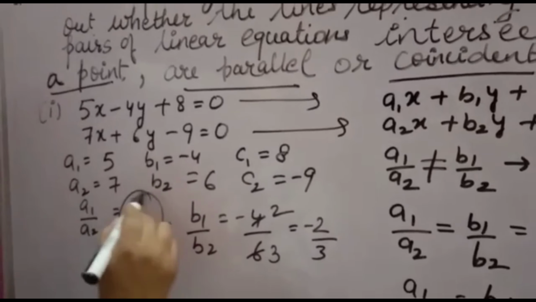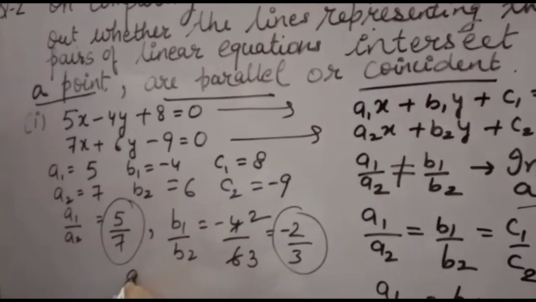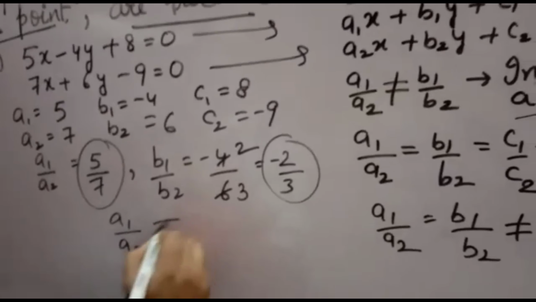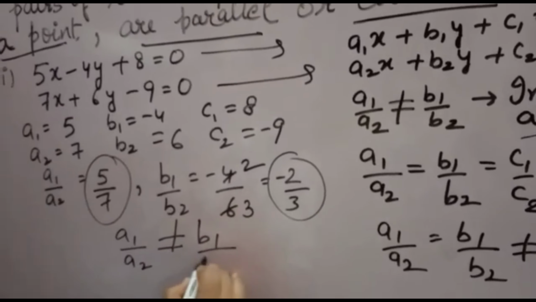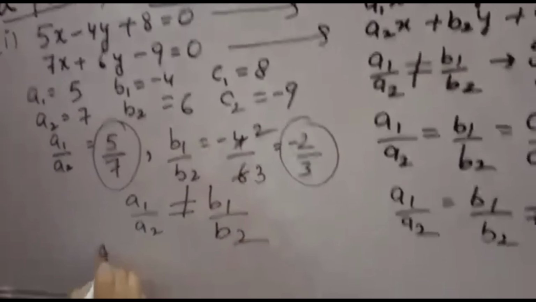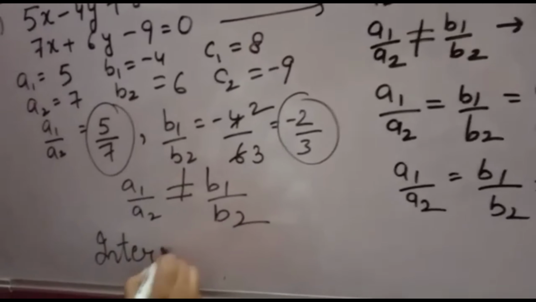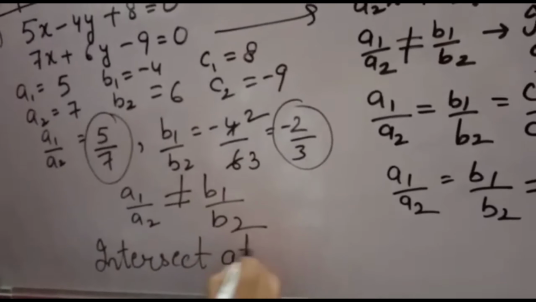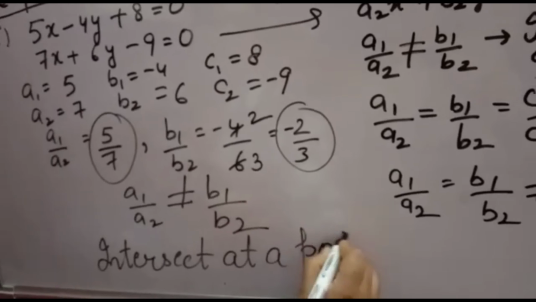Now 5 by 7 and minus 2 by 3 is not equal. So you will write a1 over a2 is not equal to b1 over b2. Therefore, they intersect at a point. They intersect at a point.